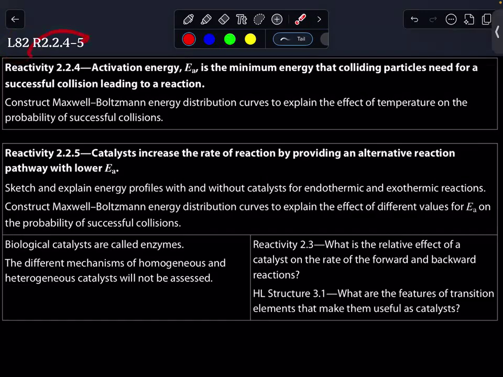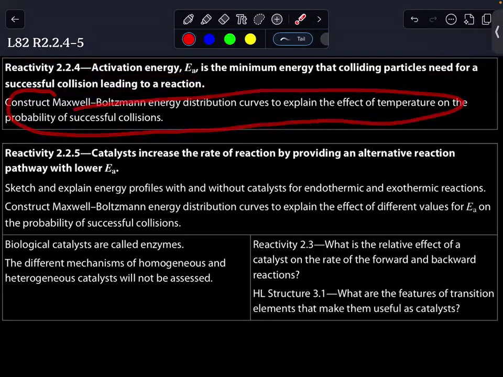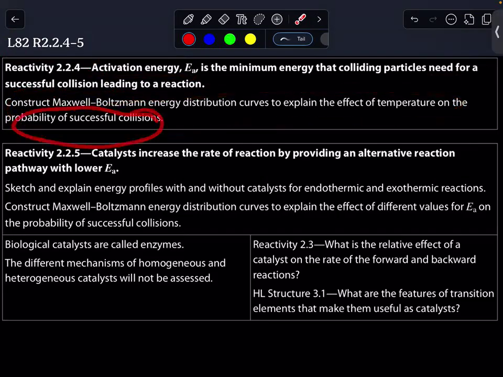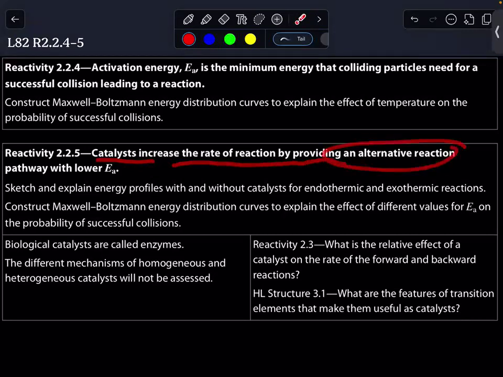Today we're going over reactivity 2.2.4 and 5. So 2.2.4 is about activation energy. E sub A has a minimum energy that colliding particles need for a successful collision leading to a reaction. And from that, we'll be talking about Maxwell-Boltzmann energy distribution curves to explain the effect of temperature on the probability of successful collisions. Following that, we'll talk about reactivity 2.2.5, which is where catalysts increase the rate of reaction by providing an alternative reaction pathway with lower activation energy.